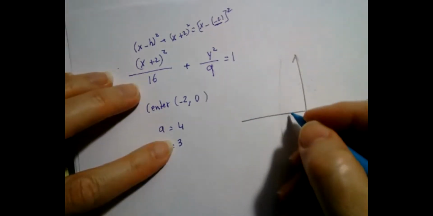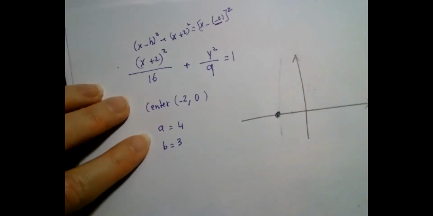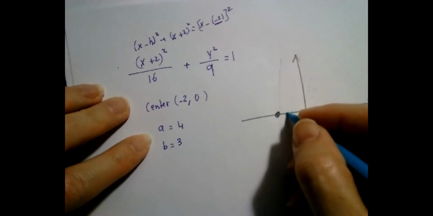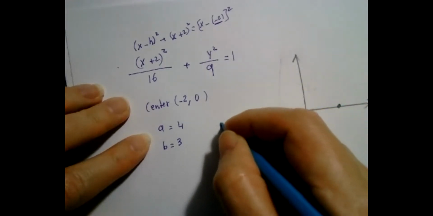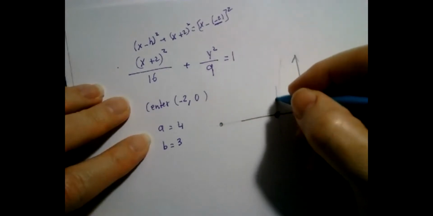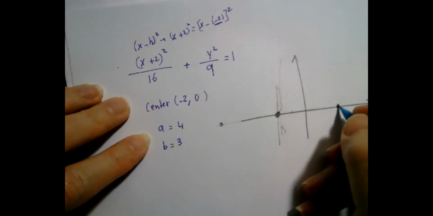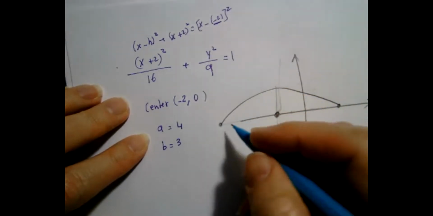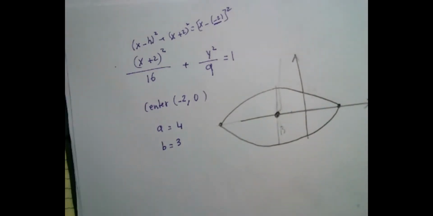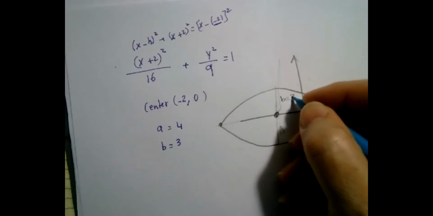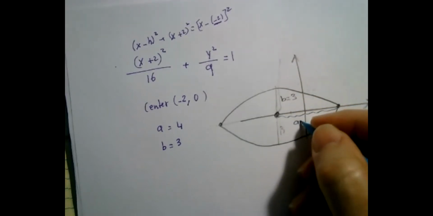The center is minus 2. It's right here. That's my center. Now my A is 4. So it means I need to go 4 units from this side and 4 units from this side. And my B is 3. It means I go 3 up and 3 down. And then I connect the rest. And this is my ellipse. So this is the B, which is a 3. And this is my A. And this is to be 4.